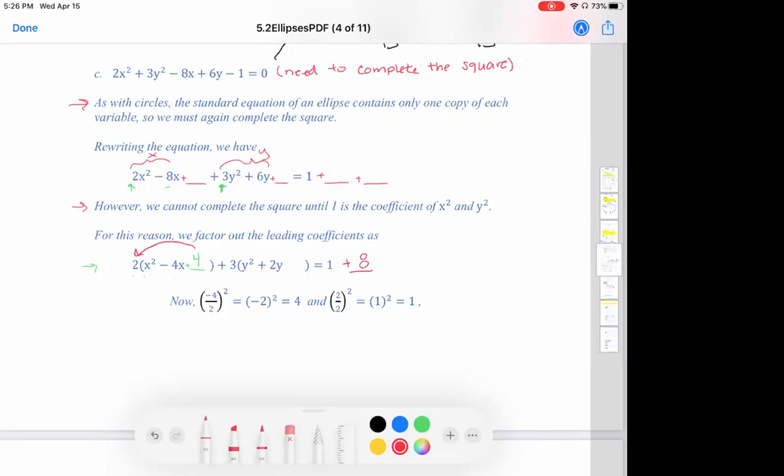Let's do the same thing with our y's. We need to make sure we factor out that 3. So 3y squared divided by 3 gives me y squared. Positive 6 divided by 3, we get positive 2y.